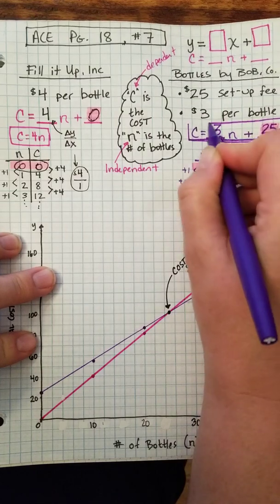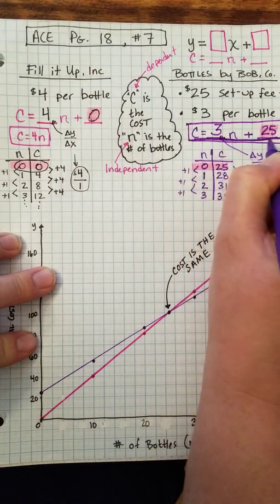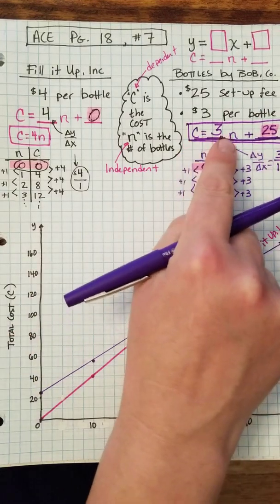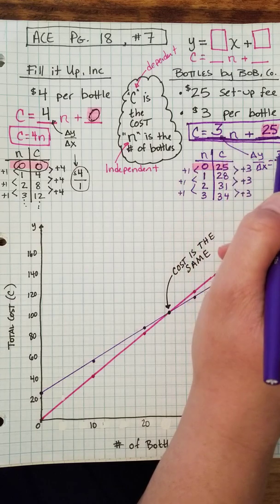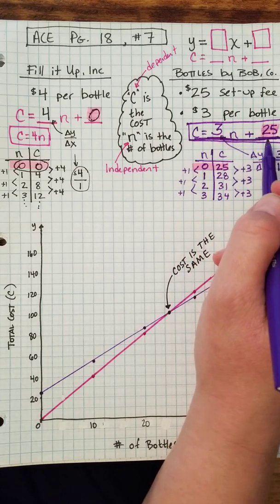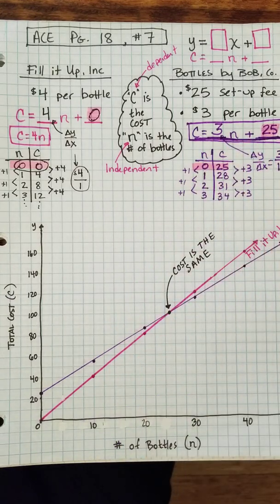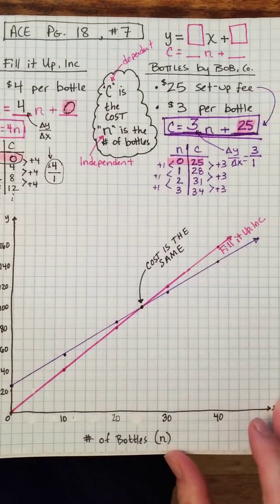So I don't have to simplify anything. That is the equation. C equals 3n plus 25. You could have also written C equals 25 plus 3n. That doesn't change anything. The commutative property says that we can flip-flop those as long as the signs get flipped with them. All right, let's take a look at the graph.